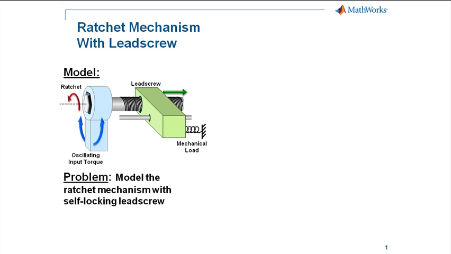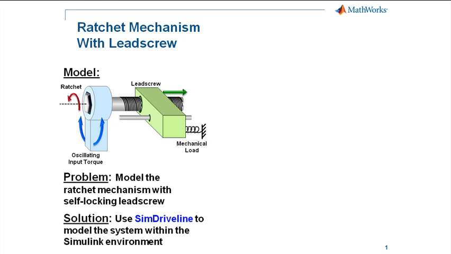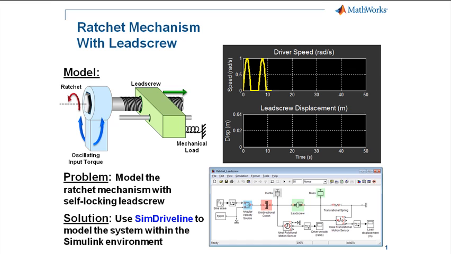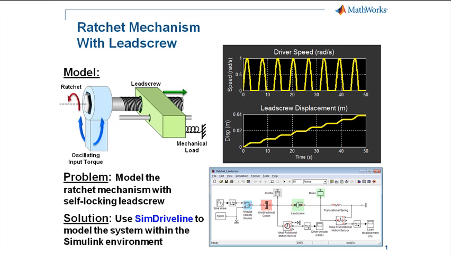We're going to model this system using SimDriveLine. When we're finished, the model will look like this, and we'll see during simulation that the screw only rotates in one direction and that the lead screw cannot be back-driven by the mechanical load. I'll now switch over to the Simulink environment so you can see how this is done.